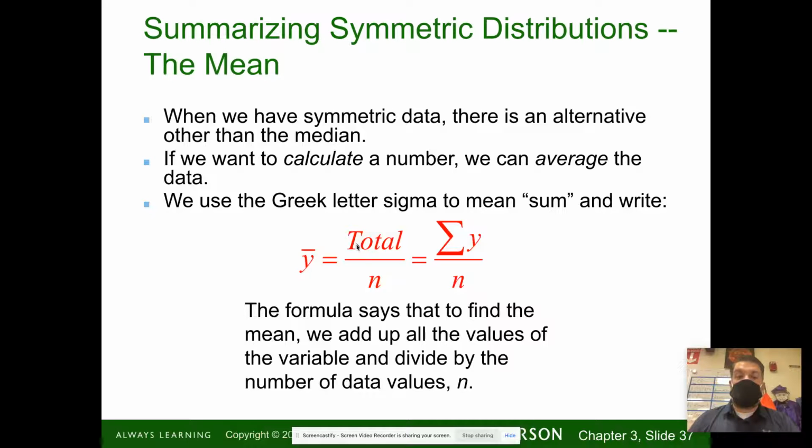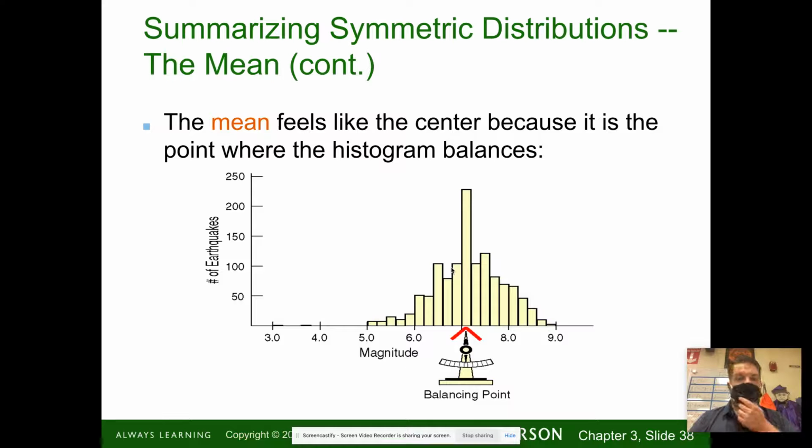So the summation is you just take every data point and add it up. That's your total or your sum. That's why they call it a summation. And then whatever the data set, however many points you have, that's what you divide by, which is the arithmetic average. But this is a little more formal notation, okay? So the mean then feels like the center because it's kind of like a balancing point for the histogram, okay?